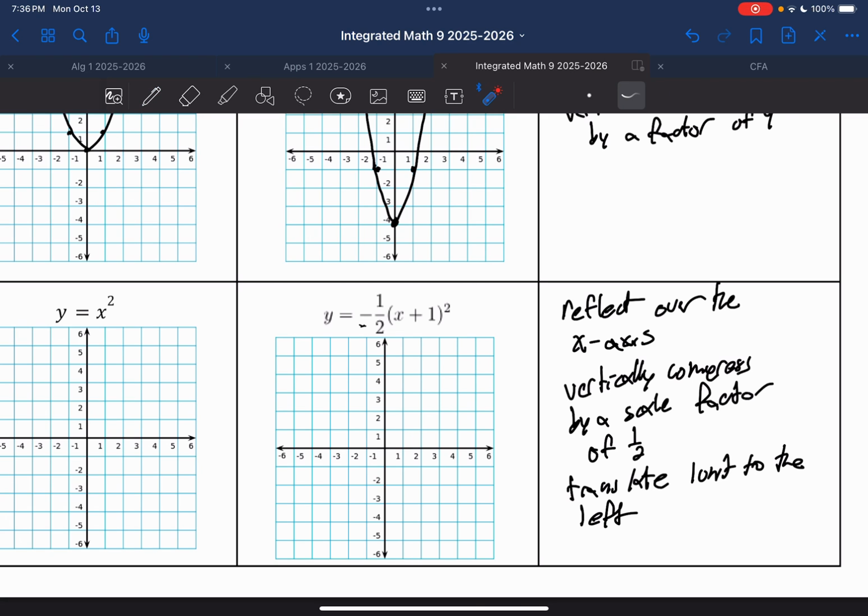So that means our original function would start at 0, 0. We're going to go 1 unit to the left. That's our new vertex. And then we're going to now go down, but we're going to do so with half the steepness of the parent function. So it's going to look something along the lines of that.